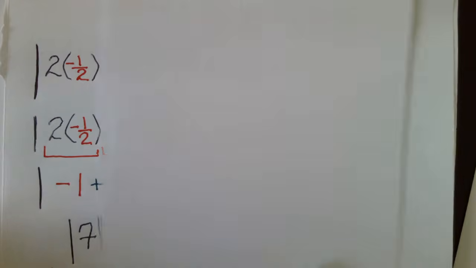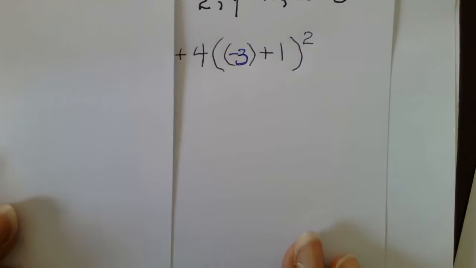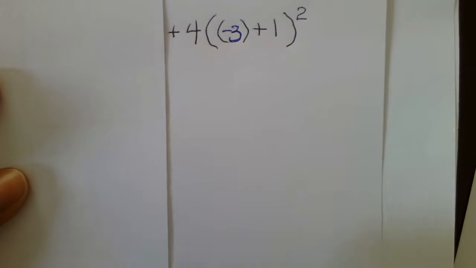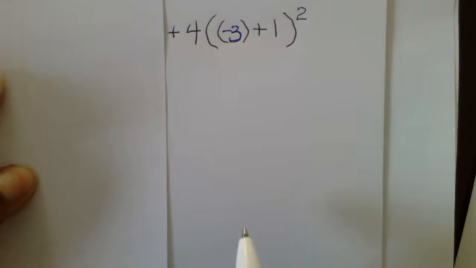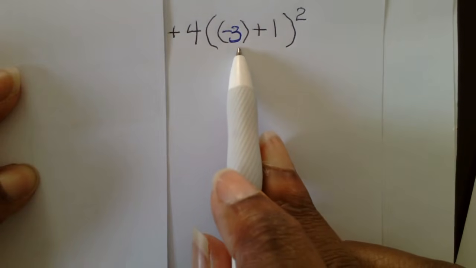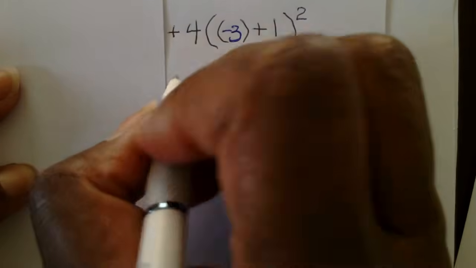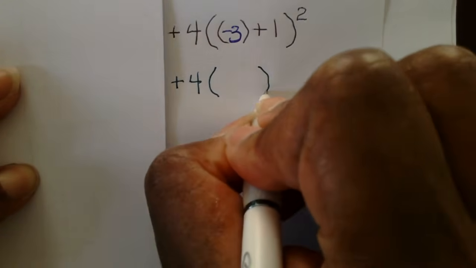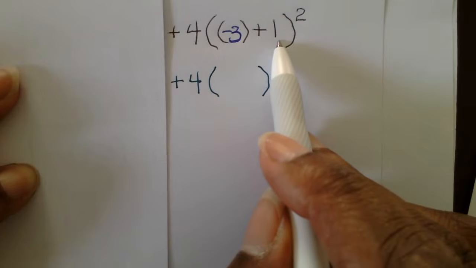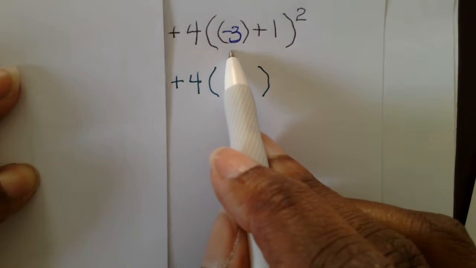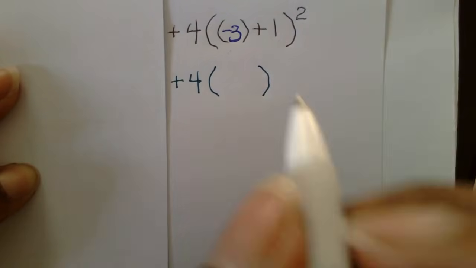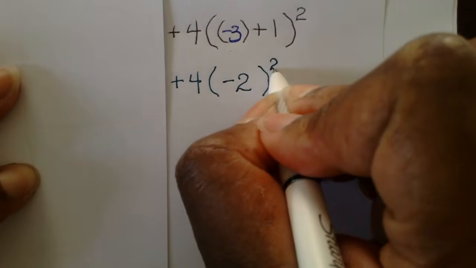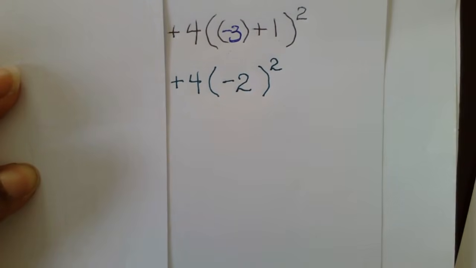Now, let me cover up this side and work on this side of the expression. So just like order of operations, we got to do what's inside the parenthesis. So you actually have a plus 4. Inside that parenthesis, negative 3 plus 1. If you owe me $3 and you gave me $1, guess what? You still owe me $2.